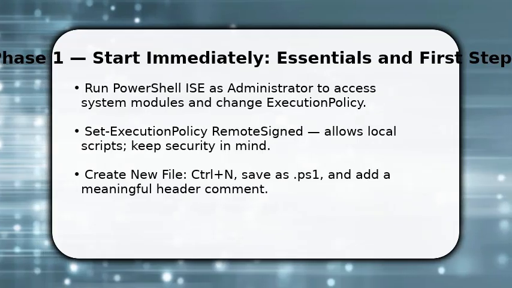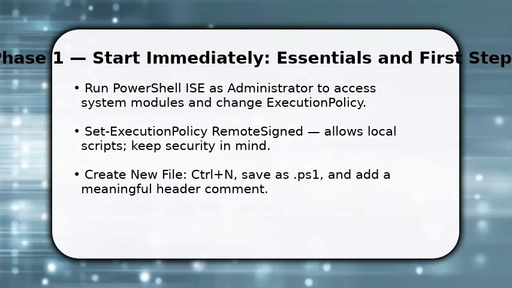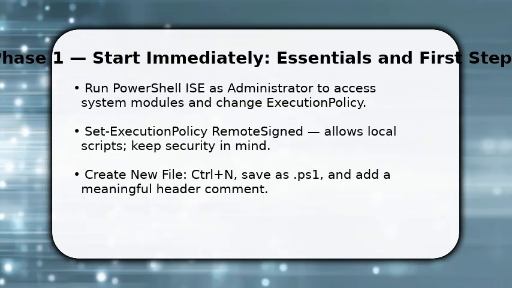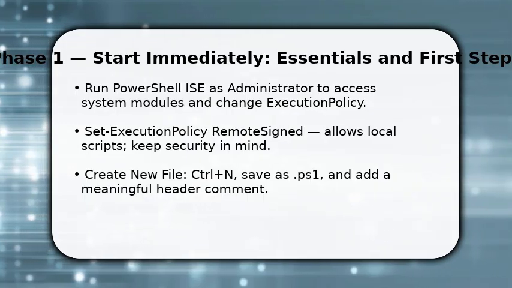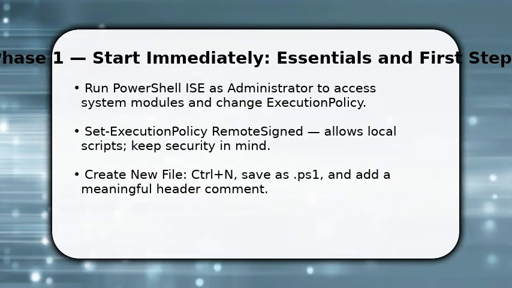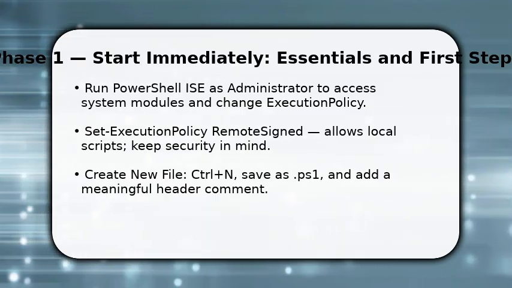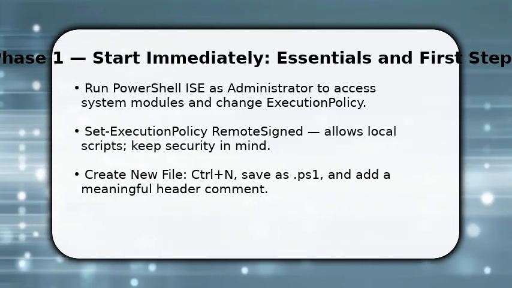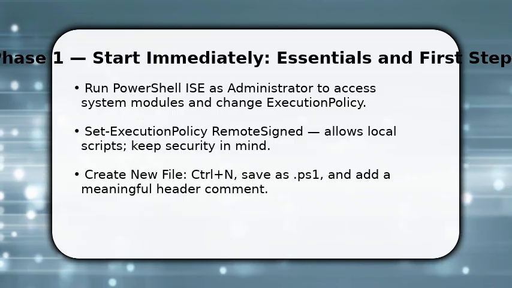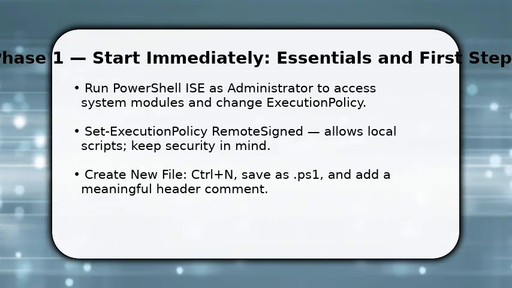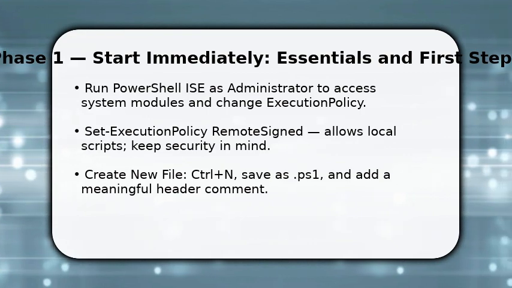You start now. Open PowerShell ISE as administrator so you can load modules and change settings. Once open, set the execution policy to RemoteSigned to let local scripts run while protecting remote code. Then create a new script file, Ctrl+N, and save it with a .ps1 extension. Include a header comment with purpose, author, and date. This gets you into the authoring loop immediately, so you can write and test commands rather than pausing for obvious setup.